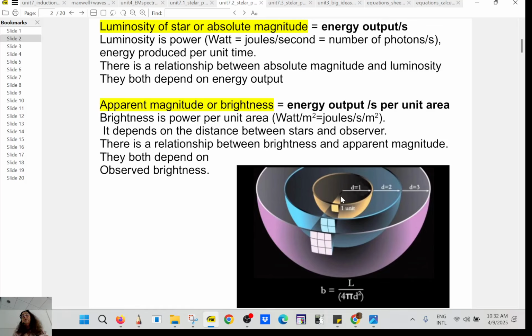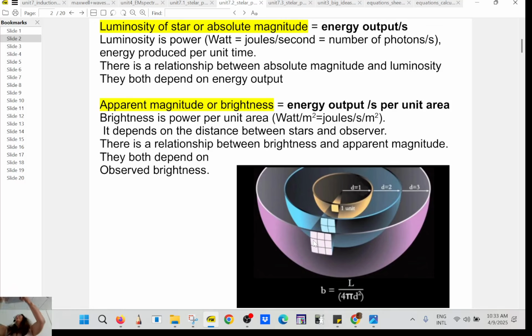And it's going to follow what we call the inverse square law, which means if you multiply the distance by 2, the amount of photons that you get will be divided by 4. If you multiply the distance by 3, so 1, 2, 3, it's going to be divided by 9. Makes sense, right? Because it's spreading out.